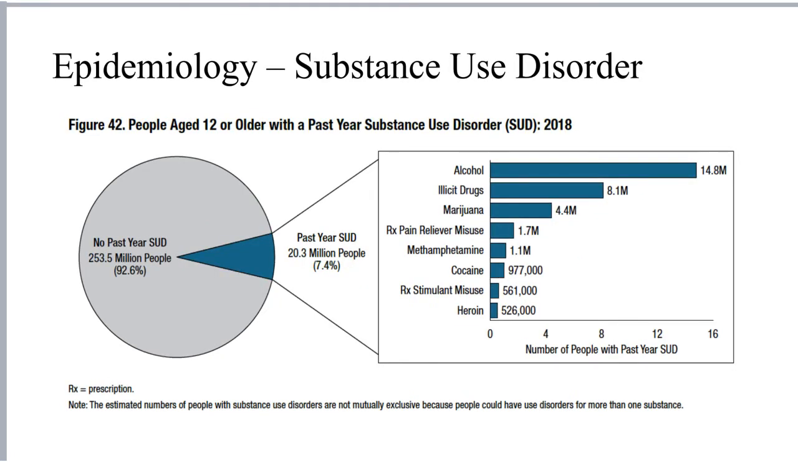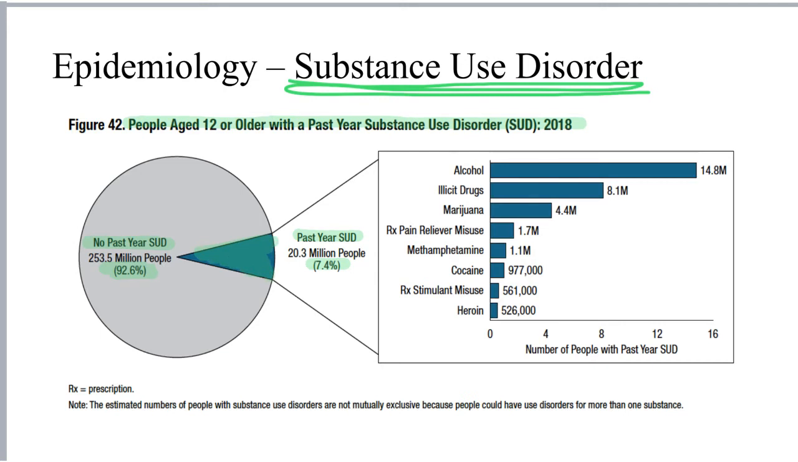Finally, if we narrow down even further to not only people who have used one of the substances, but people who have a likely or documented substance use disorder. This figure is showing people aged 12 or older that had a substance use disorder in the past year in 2018. And again, as you can see, the vast majority of people surveyed did not have a past year substance use disorder. Upwards of 250 million people, or 94% of those surveyed. However, approximately 8%, or 20 million people, did have a past year substance use disorder.